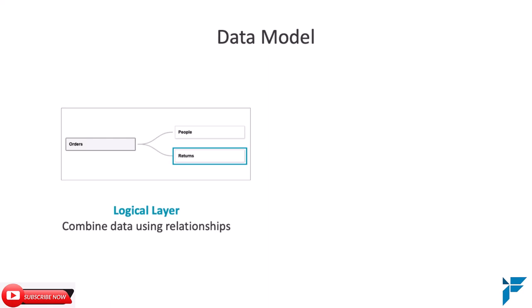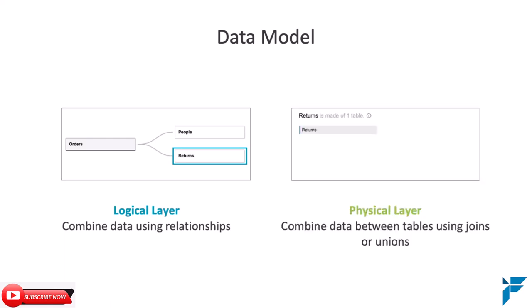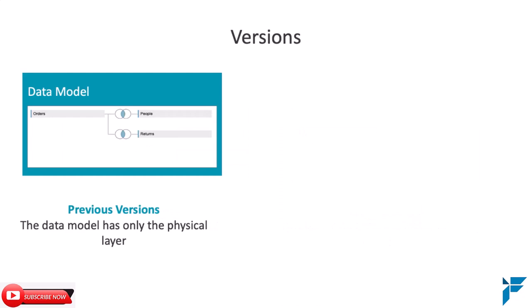You can double-click a logical table to open it and see its physical tables. Physical tables can be combined using joins or unions, which we will cover in a future course. In this example, I double-clicked on the returns table and noticed that returns table is a single physical table without any joins or unions. This is different in comparison to prior versions of Tableau, where data source only consisted of a single physical layer.